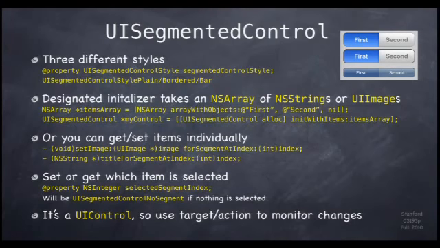Okay, and the way to create it is very simple. You alloc and init it with an array of items. The items are either strings, like in this case, first and second, or they can also be images. So you can have an array of images in there as well. You can see there in the second part, UI segmented control alloc init with items. Or you can also set and get the items individually. So you can call set image for segment at index. Obviously, the leftmost index is 0. And then at any time, you can find out which item is selected by looking at the selected segment index.